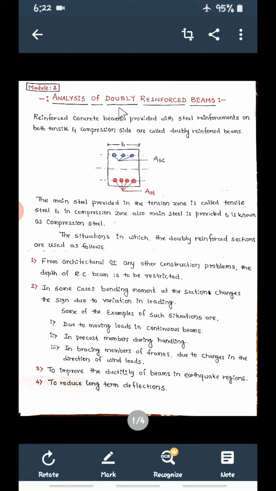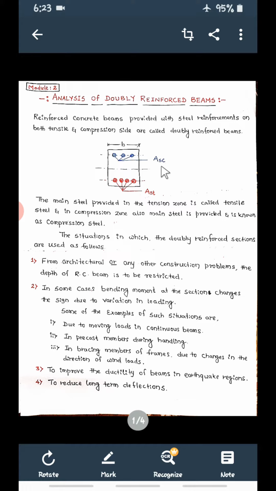So first we'll see what this doubly reinforced beam is, where it is provided, and how to analyze it. As the name indicates, doubly reinforced means the reinforcement is provided on both sides, that is, reinforced concrete beams provided with steel reinforcement on both tensile and compression side. As we know, the beam is divided into two zones. This is the neutral axis.